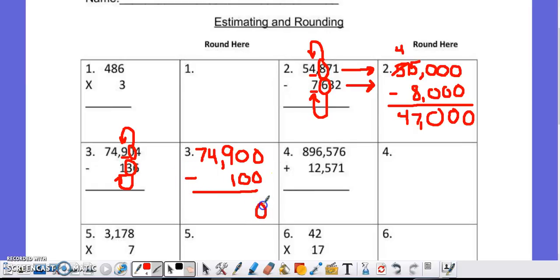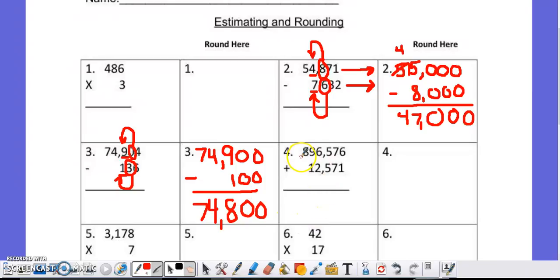0 minus 0 is 0, 0 minus 0 is 0, 9 minus 1 is 8. Bring down my 4, bring down my 7, and I've got the answer 74,800. The same can be said for an addition problem.